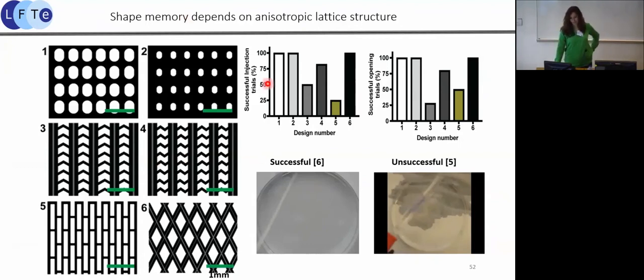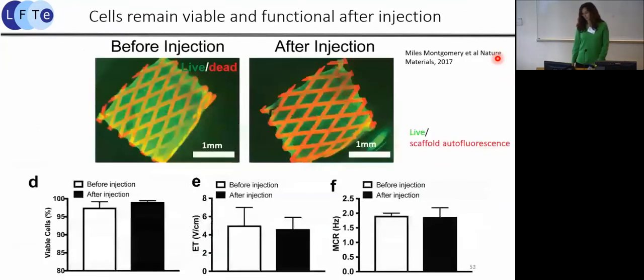And so you can see we tested many different designs empirically, and you can see some examples of successful and unsuccessful injection. On the right is unsuccessful injection. You can see that the scaffold does remain folded. Miles actually quantified these occurrences, and then he saw that you have this very nice mesh, number six, that contains straight lines, which we thought would be important for cell elongation, but also satisfies all of these criteria on successful injection and successful opening. And so one important thing to check is if the cells remain alive after injection.